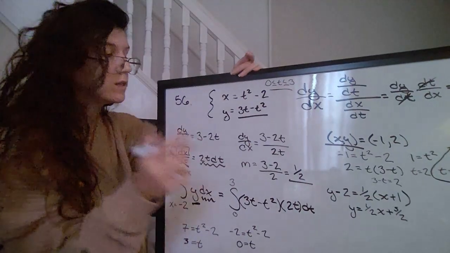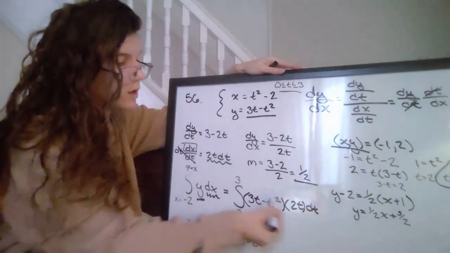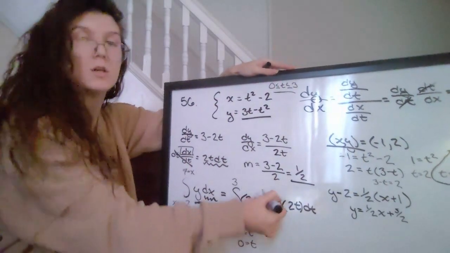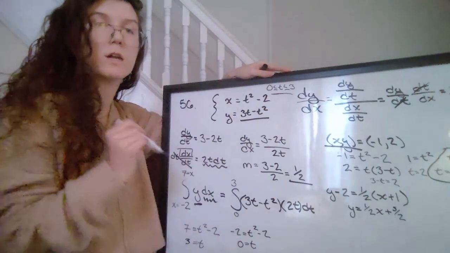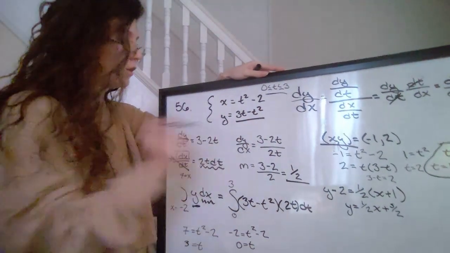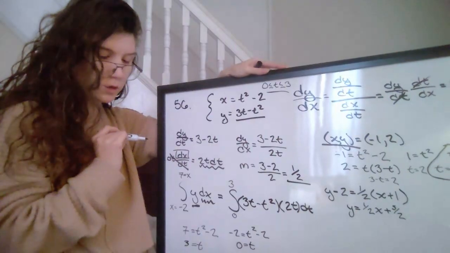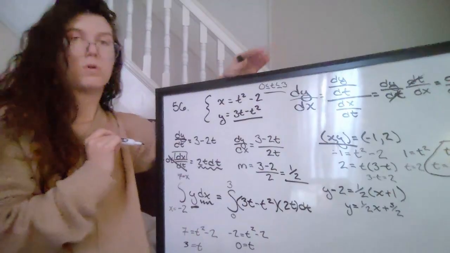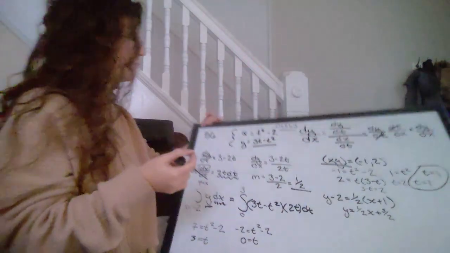And I'm not going to evaluate this, but all you would need to do is just distribute your 2t. That would be 6t squared minus 2t cubed. Do your standard power rule. Nothing funky going on over there. And you would get 1 minus square root of 3 over 2 is what I ended up getting.